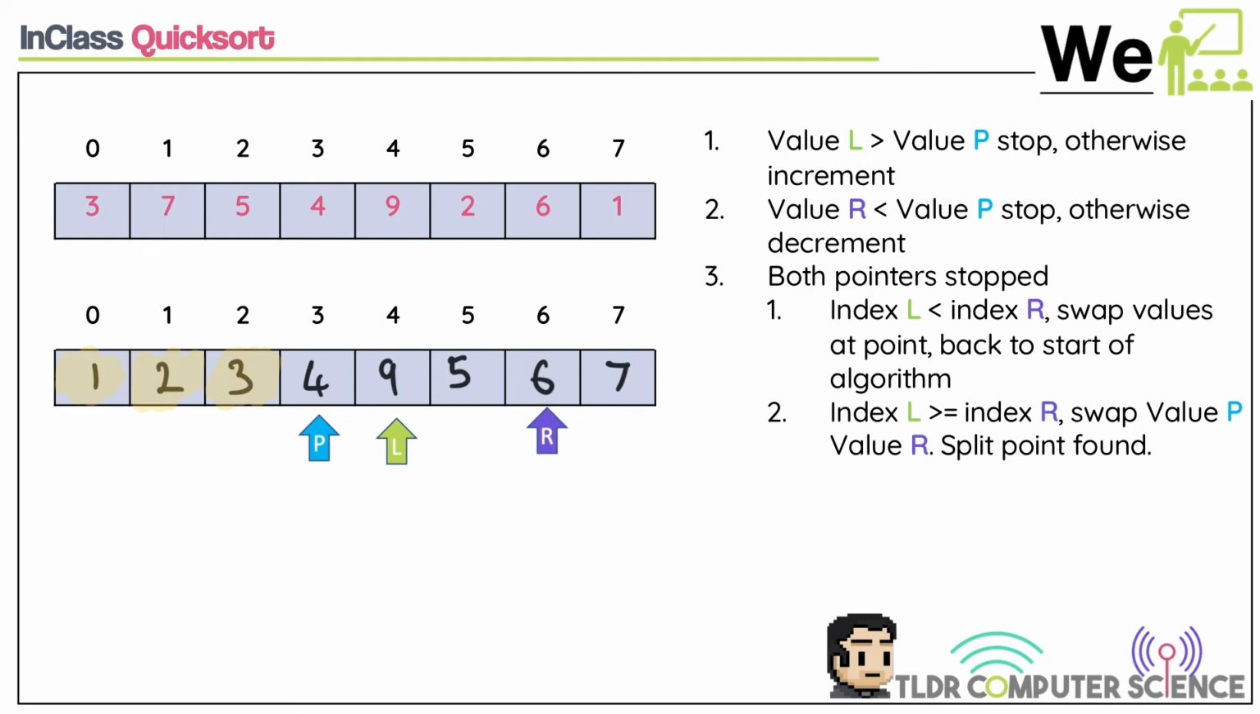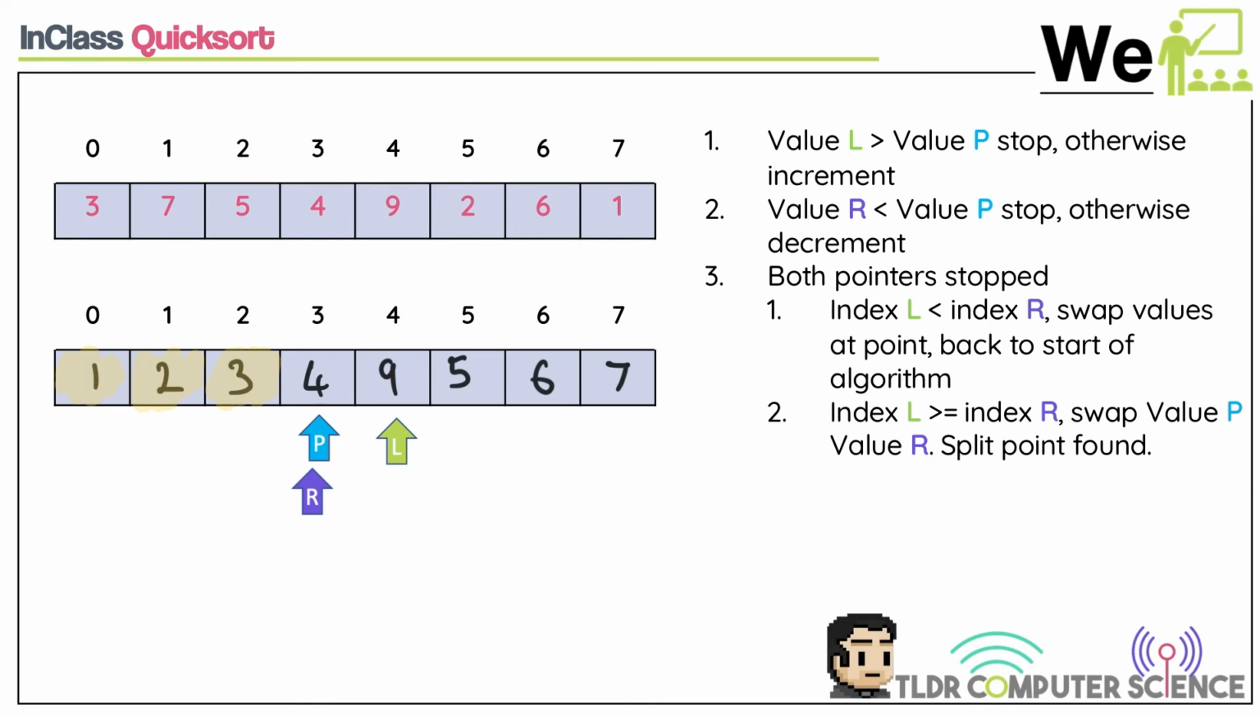6 less than 4, 5 less than 4, 9 less than 4, 4 less than 4. Well, no, but we have to stop because we can't go any more right. So, yes, 4 is not less than 4, but we can't go any more right. This pointer can't go any further to the left. Is index L less than R? Is 4 less than 3? No. So it's here. So if we swap the value at R with P, what we've just established is that 4 is in the right position.